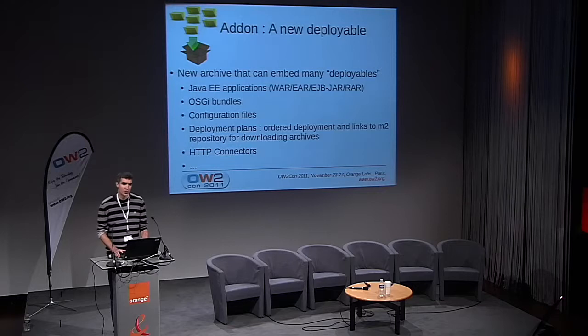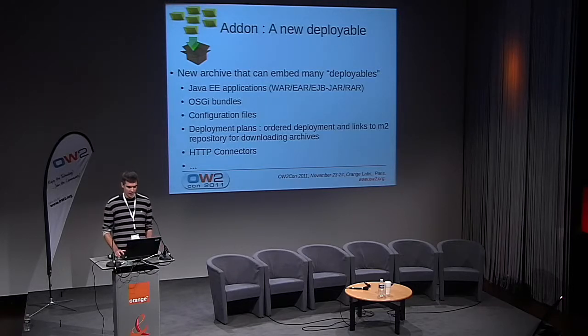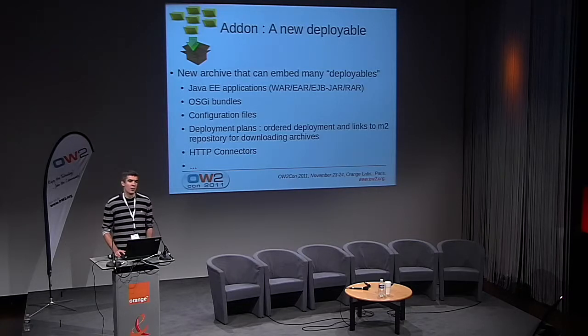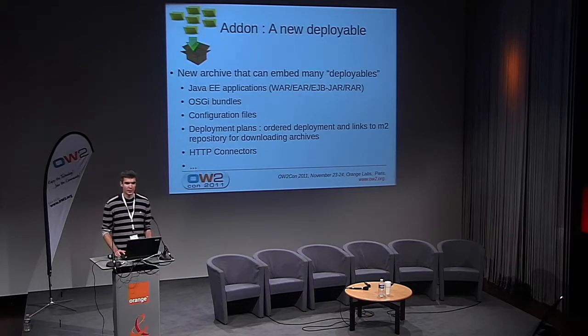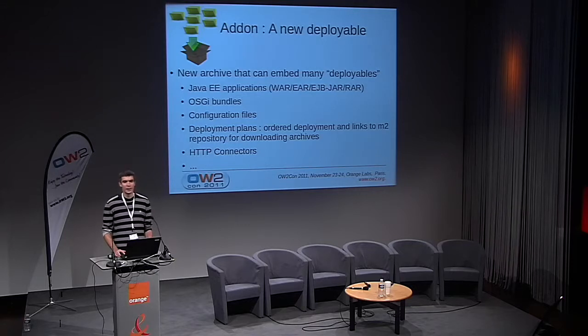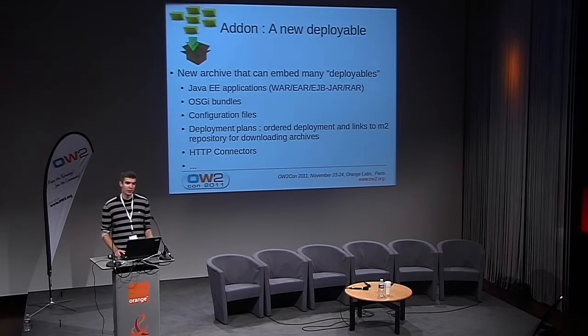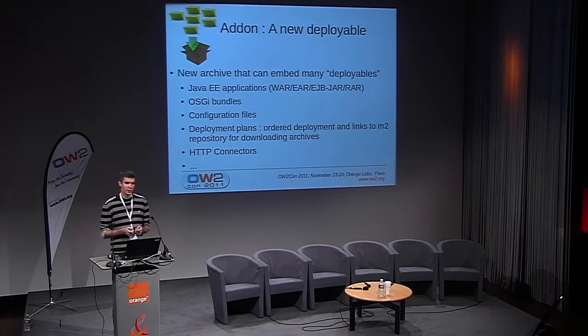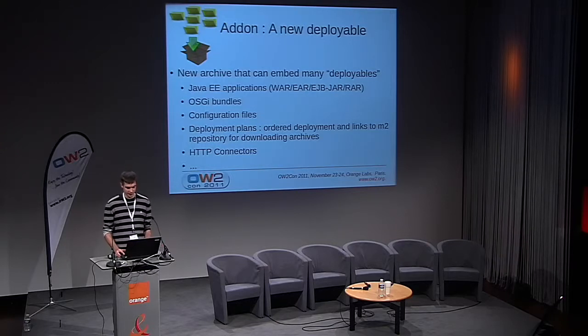This is why in JOnAS we have made the add-on. With the add-on deployable, you can add more than only Java EE stuff. For example, you can embed in your add-on all the Java EE stuff, and you can add some OSGi bundle. You can add some configuration file. You may add some HTTP connector file, so JOnAS will be able to create an HTTP connector only for your application. So you will have a dedicated pool to manage all the HTTP connections.